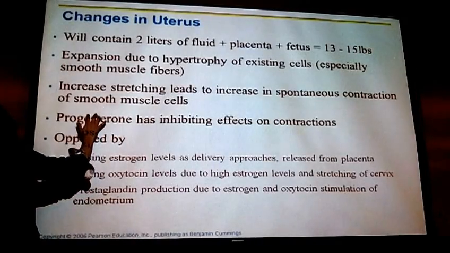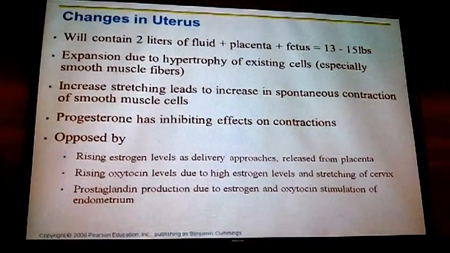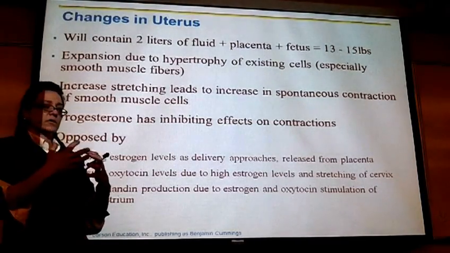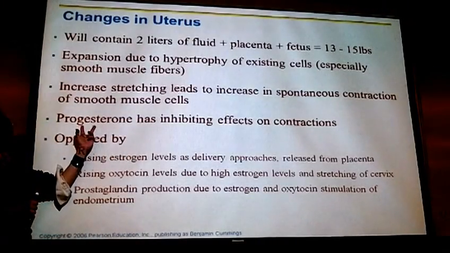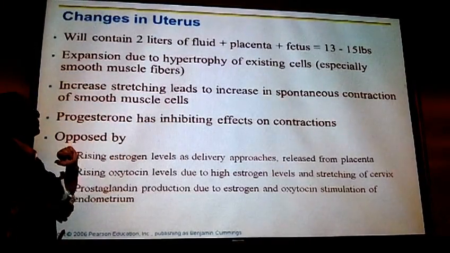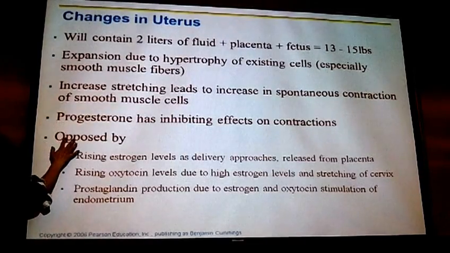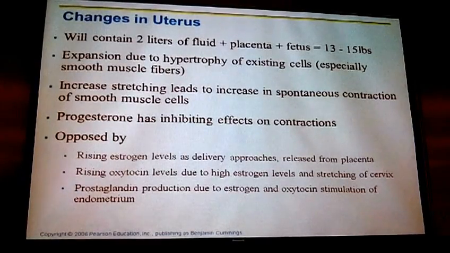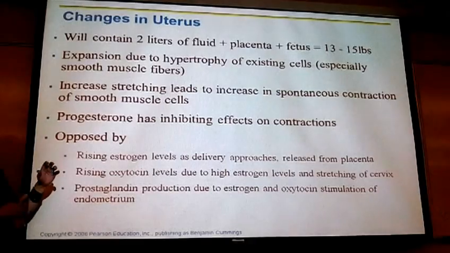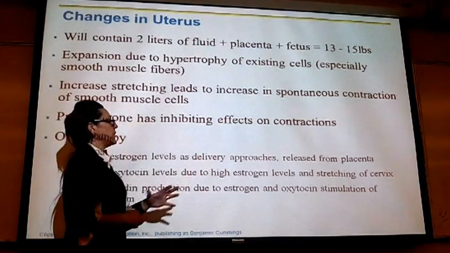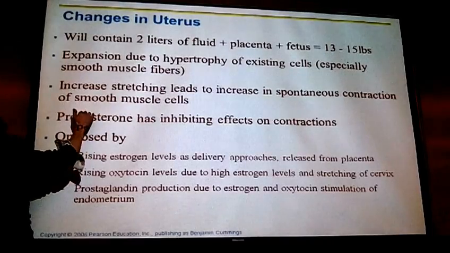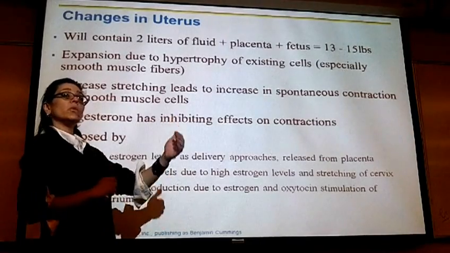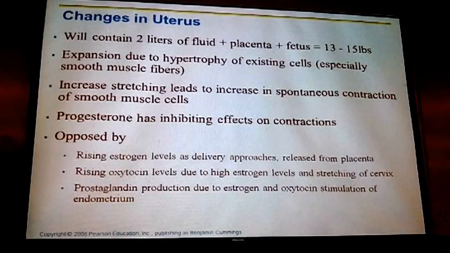One of the major things that's going to prevent the uterus from contracting is progesterone. Progesterone inhibits those contractions. So even though the inherent property of those muscle cells when they're stretched is to contract, the fact that progesterone is there helps to keep that from happening. Now, progesterone is going to be opposed by rising estrogen levels. As we get closer to delivery, the placenta is going to start releasing more and more estrogen. And those estrogen levels are going to start to antagonize the effects of progesterone. Because as we get close to delivery, once delivery happens, we want that uterine muscle to start to contract.